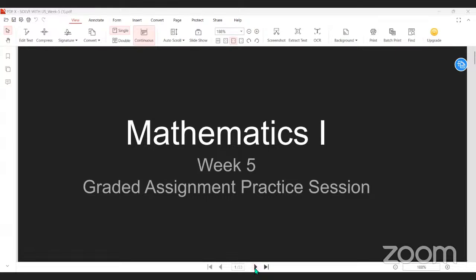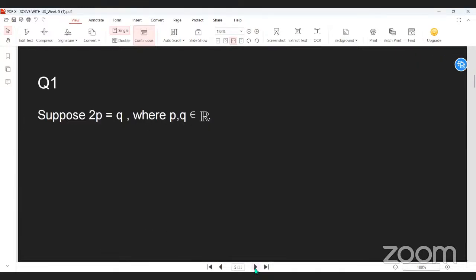Okay, so I'm starting. This is the first question. Suppose 2p equals q, where p and q belong to real numbers. We need to find the value of 4 to the power p divided by 2 to the power q plus 25 to the power q by 625 to the power p. This is a question of exponentials in which you need to simplify the powers and do exponential arithmetic. Please solve this question and write the answer in the chat section.